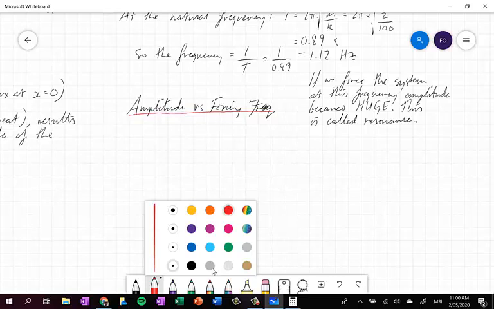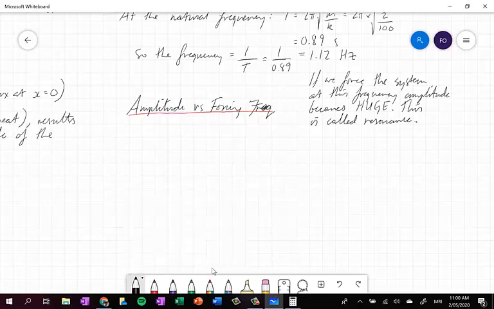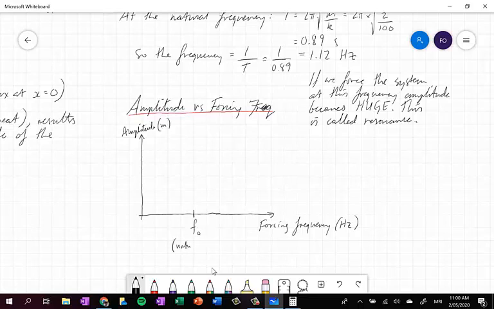is we'll have a vertical axis that has the amplitude of the motion, and we'll have a horizontal one that we will call the driving frequency or the forcing frequency. And that's in hertz. And what happens is we have some frequency that is the natural frequency, which we'll call F0. That's the natural frequency.